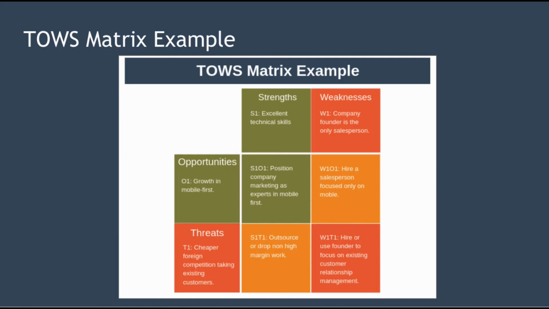Let's look at S1T1. Now, this takes the threat of cheaper foreign competition taking existing customers and looks at how it can be combined with the strength of excellent technical skills. And the potential strategy they've generated in this case is to consider outsourcing or even rejecting any low margin work.